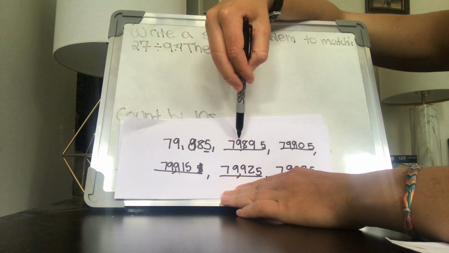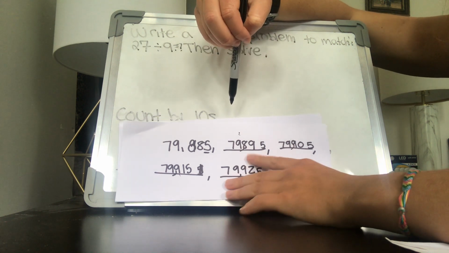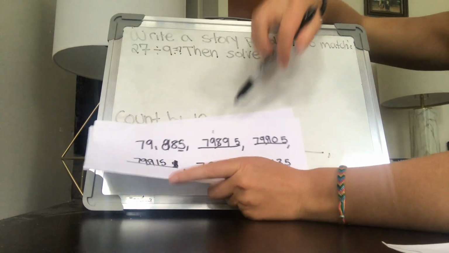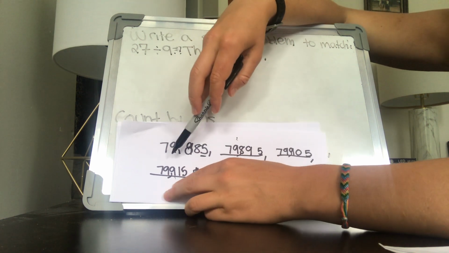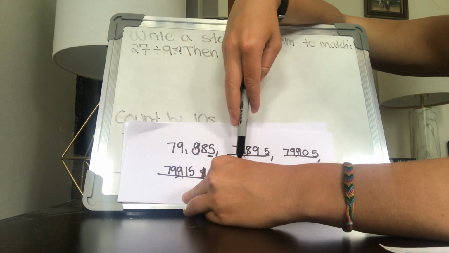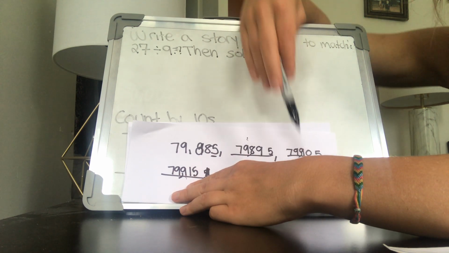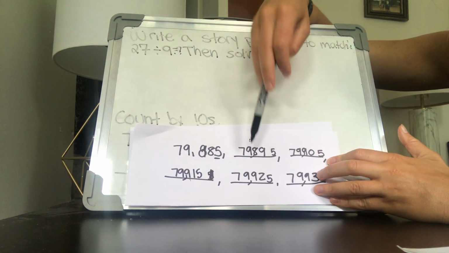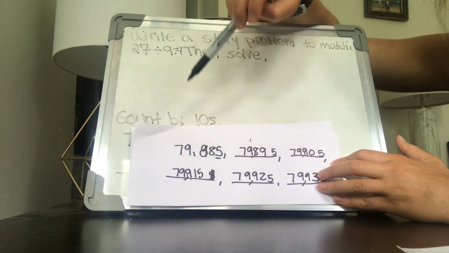79,885. 79,895, 79,905, 79,915, 79,925, 79,935. That kind of makes sense because you can even imagine counting by tens like 85, 95, 105, 115, and so on. So it makes a lot of sense.